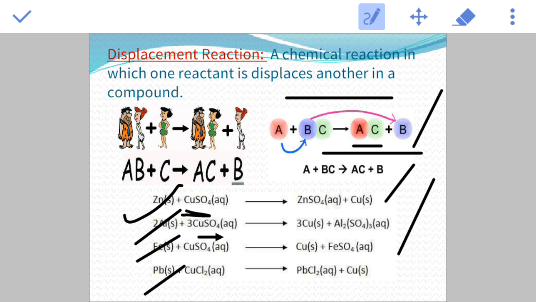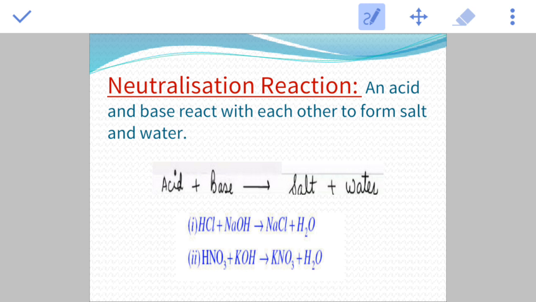Let's have the next and last reaction, the neutralization reaction. Neutralization means we have to make it neutral. In this reaction, always keep in mind, acid and base react with each other to form salt and water. In the first example, HCl is an acid, and the base is NaOH. And what is formed here? NaCl is a salt, and the formula of water we know is H2O.